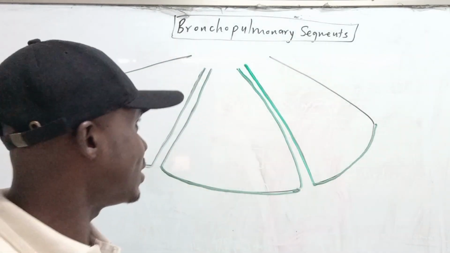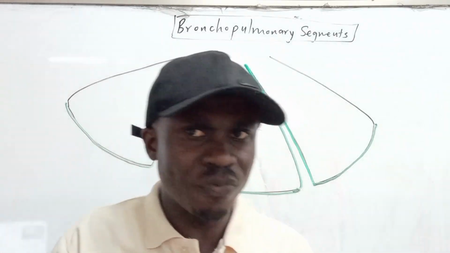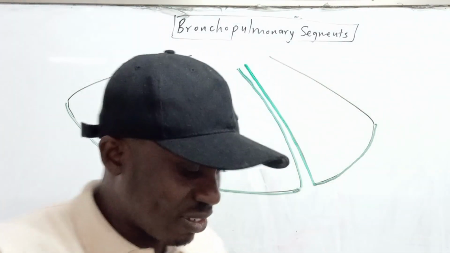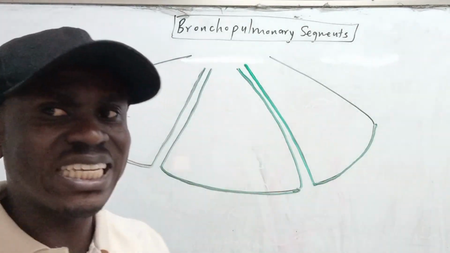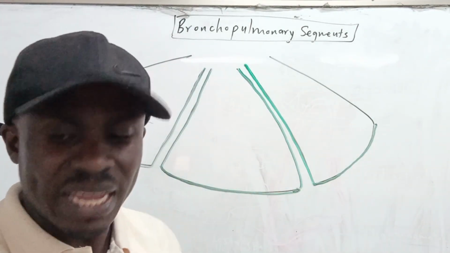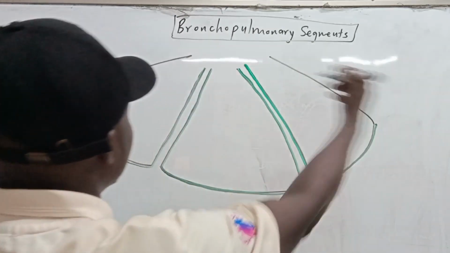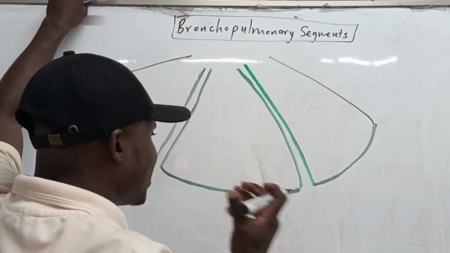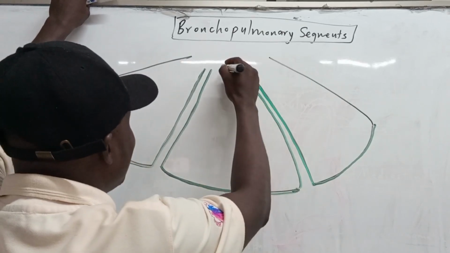Okay, so that is what we see. Now, that's one of the characteristics. Number two, another characteristic that we've seen is that this segment is aerated. Let me tell you, it's aerated by what? Tertiary or segmental bronchi.